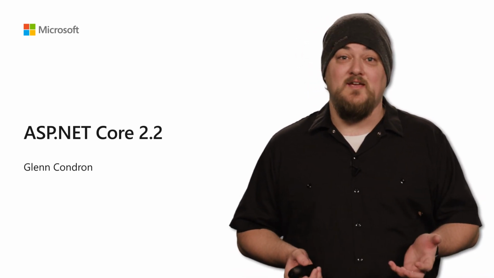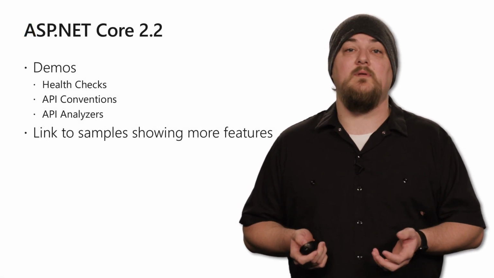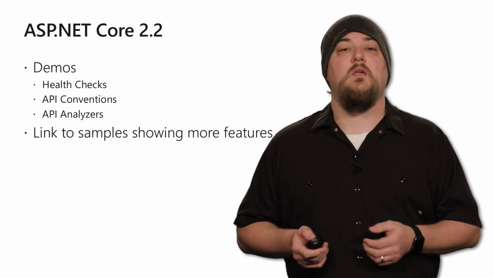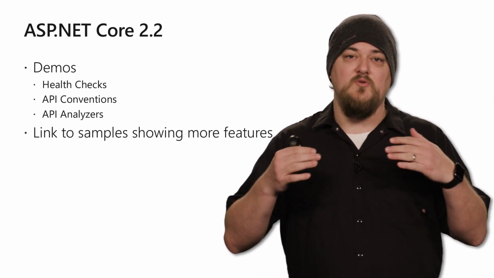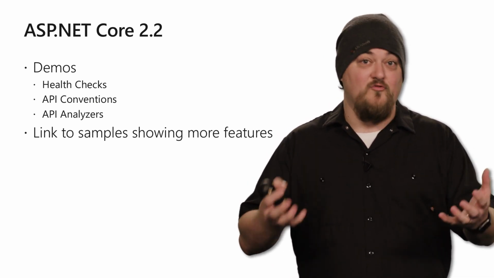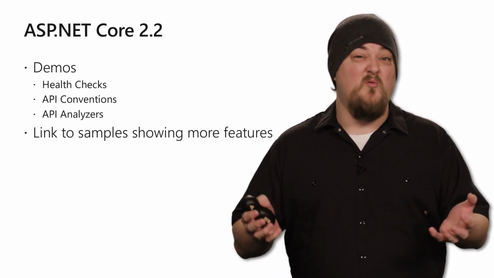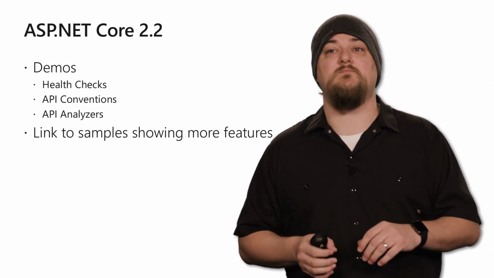I'm a program manager on the ASP.NET team, and today we're going to talk about some of the cool features coming up in ASP.NET Core 2.2. We're going to specifically talk about a few of the features we have that build together really nicely in order to help you build APIs. APIs are everywhere. Most of your applications probably have a couple floating around, and so in 2.2 we really wanted to focus on making that experience better.